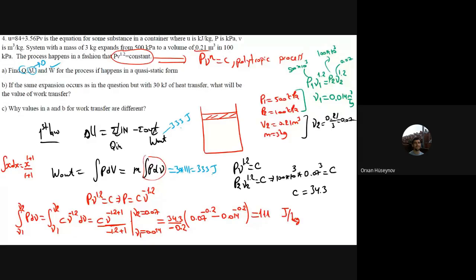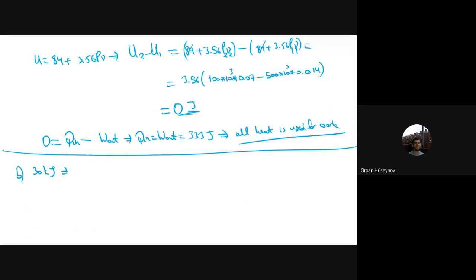So what is your result? What happens? It is not so easy, a difficult question. The result will be the same, because since you have delta U as 0, it means that whatever Q in is there, it should be equal to work out. If it is 30 kilojoules, it should be 30 kilojoules. If it is 20, it will be 20, because all of the heat is used for the work.